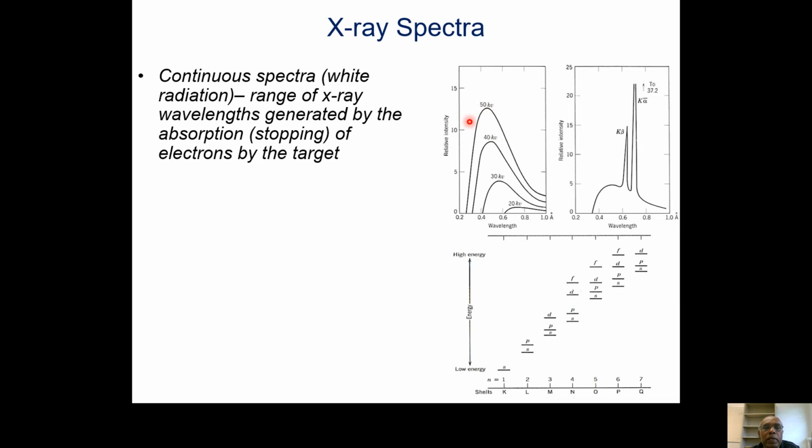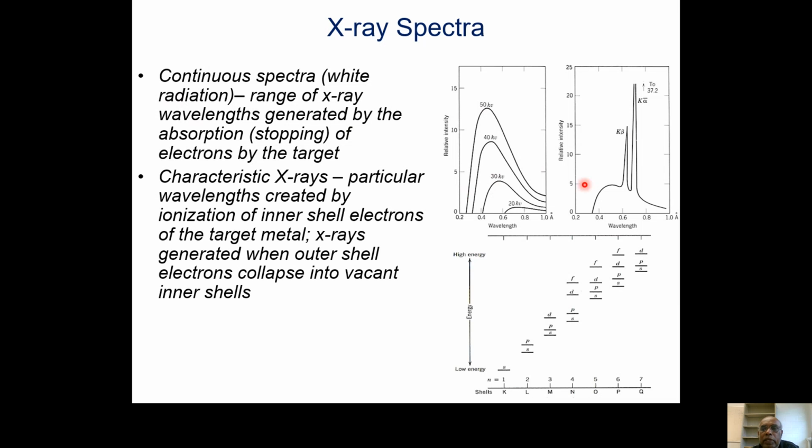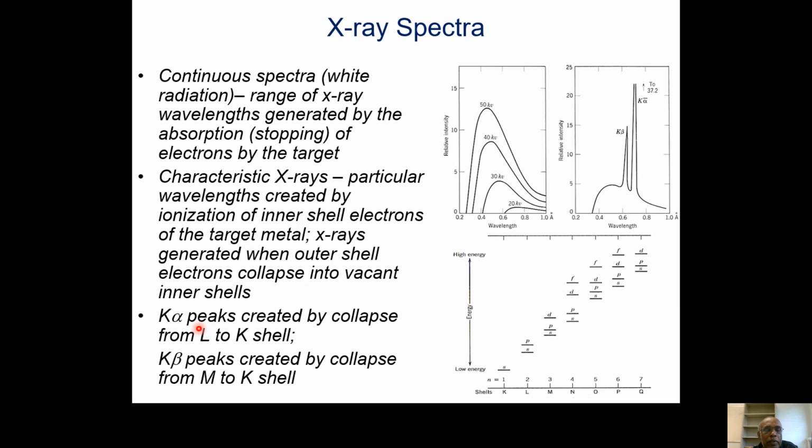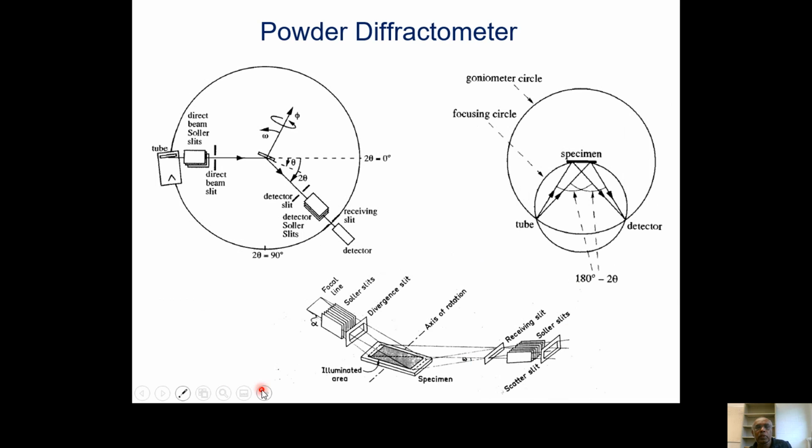The continuous spectrum here we also call the white radiation. That is because of the absorption or stopping of electrons by the target. That's what this continuous curve is. Then the characteristic X-ray peaks are coming from the ionization of the inner shell. So you ionize this core shell, then the electrons in the outer shells will try to occupy that vacant shell. In the process, they emit X-rays. K alpha comes from L to K, and K beta comes from M to K. That's what we talked about.